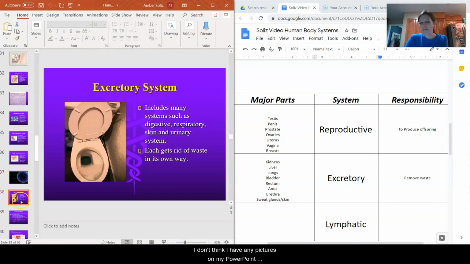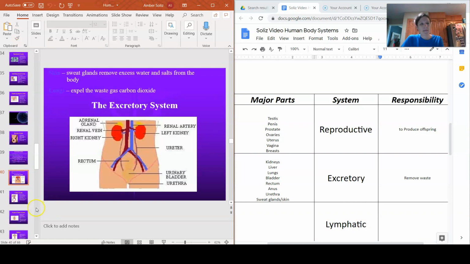I don't think I have very many pictures of it on my PowerPoint. Remember that these systems do overlap. So excretory is obviously going to go with digestive to get rid of food. Urinary system, which is your urine. Skin from sweating, and respiratory system, which we haven't talked about, but that is breathing. And it's going to filter. So there would be a picture of your kidneys.